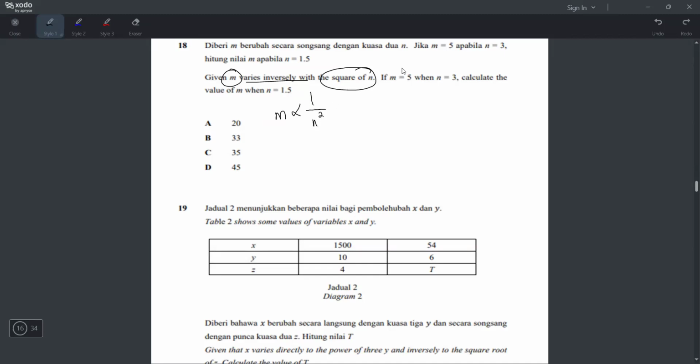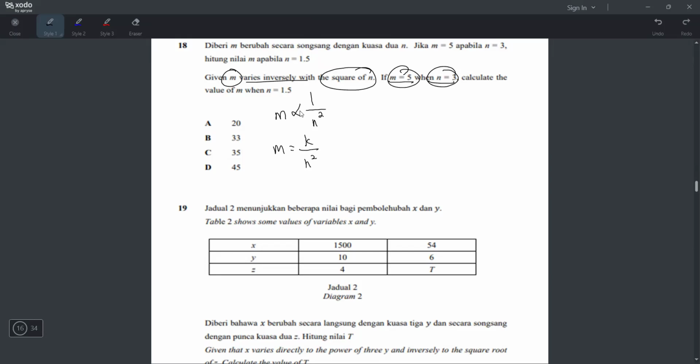Now it says, if M equals 5, N equals 3, calculate the value of M when N equals 1.5. Why do you think they give me this M 5 and 3? You rasa untuk cari apa? Untuk you cari K. Because when you're doing a variation question, you will always change this symbol to equals and then tambah K. The K I will straight away letak atas.